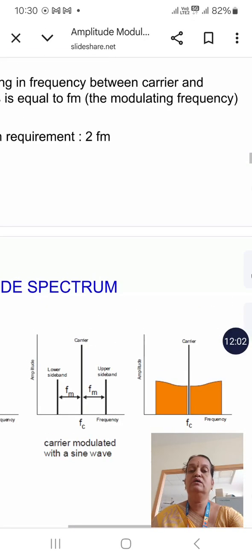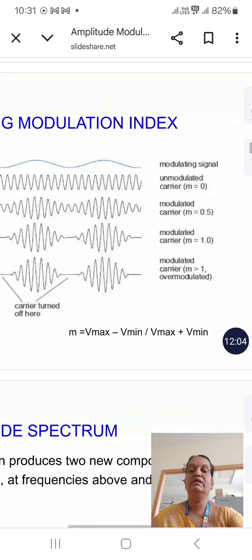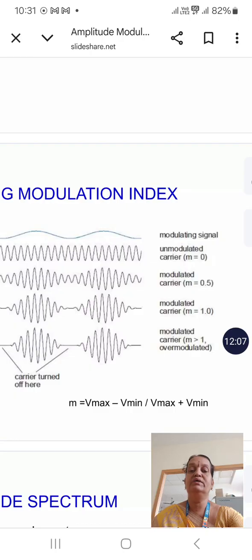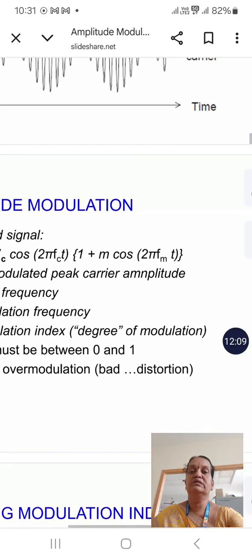So that's about the amplitude modulation process. It is a very important topic, a beginning for communication systems.